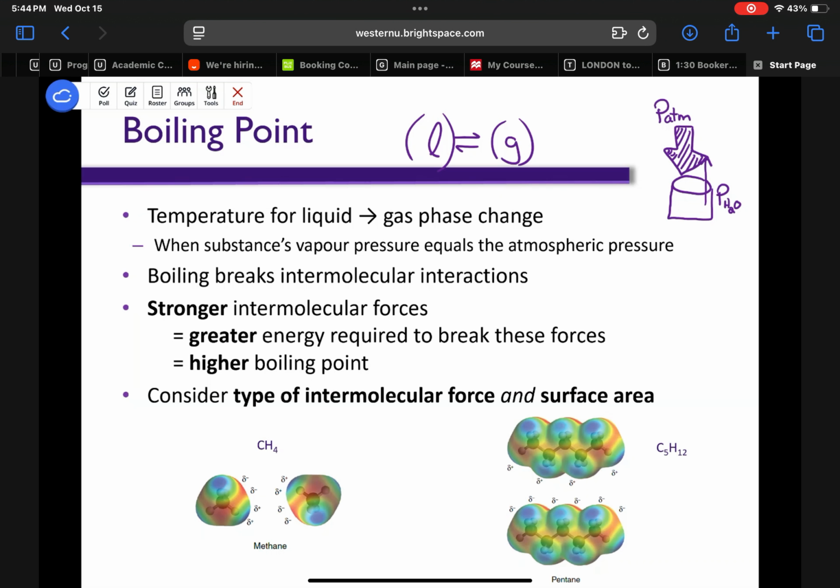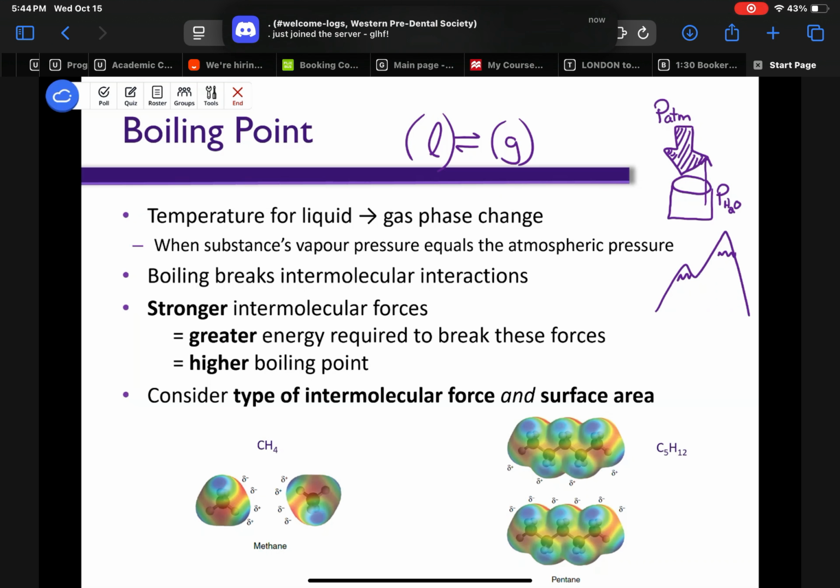So if you were in London, water is going to boil at 100 degrees Celsius. But if you're in the Rocky Mountains, the atmospheric pressure is a lot lower there. The atmospheric pressure is such that you only have to bring it up to a temperature of like 85 degrees Celsius to overcome the atmospheric pressure pushing down on it. End result.